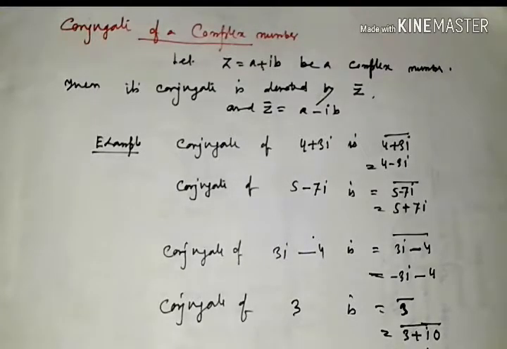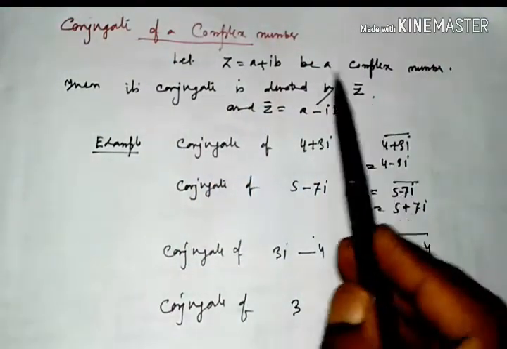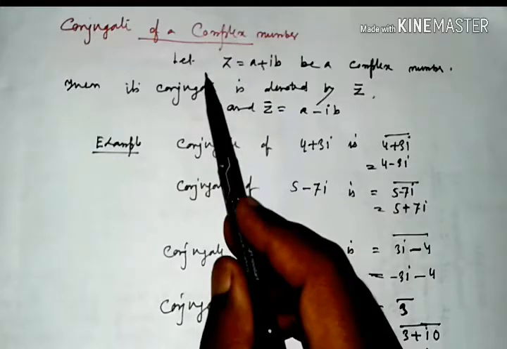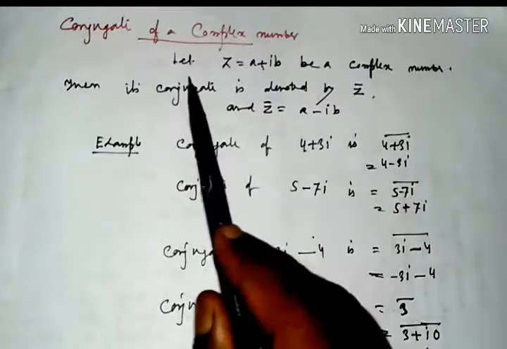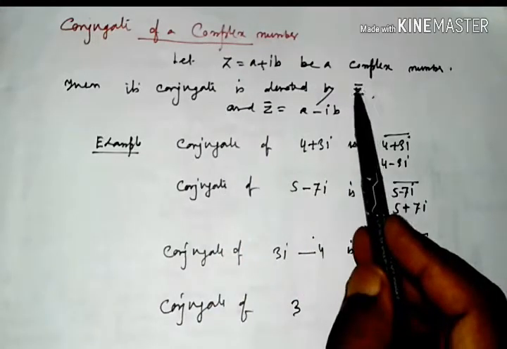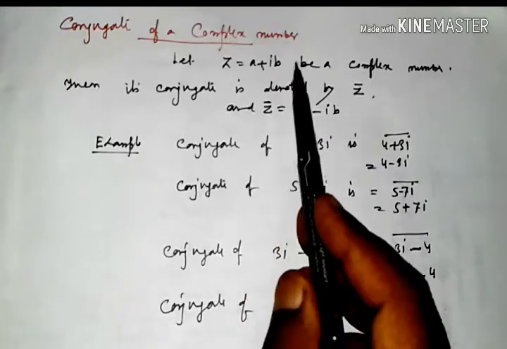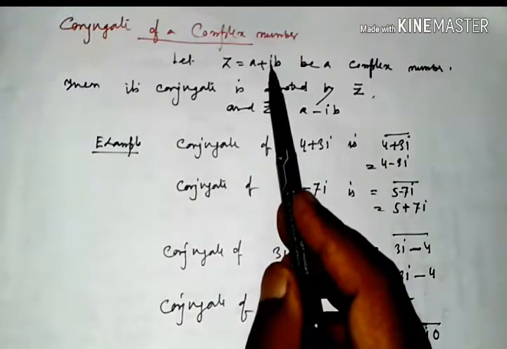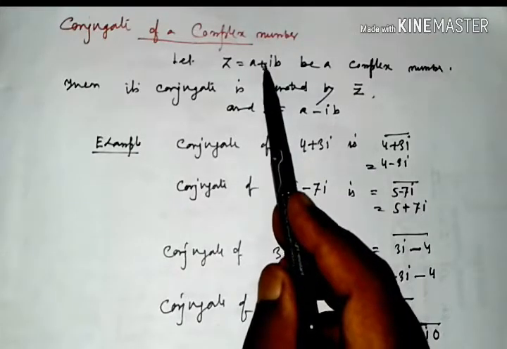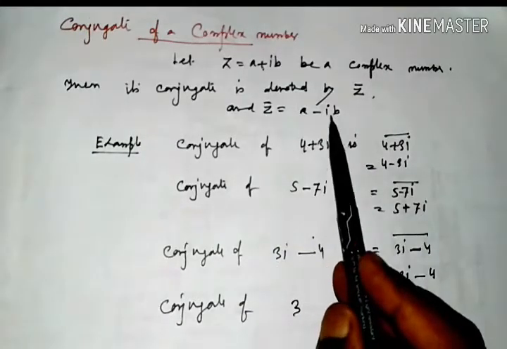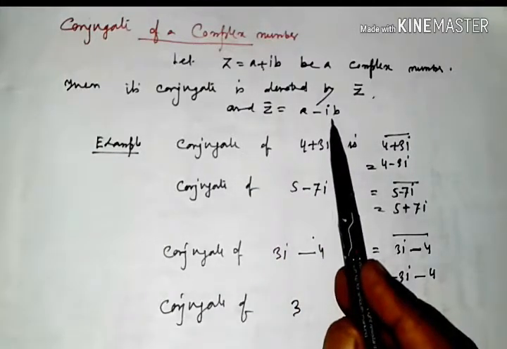Today I shall discuss the conjugate of a complex number. What is the conjugate of a complex number? Let a plus ib be a complex number. Then its conjugate is denoted by z bar, and z bar is equal to a minus ib. Note that the sign of the imaginary part will change. If there is plus in the number, there is minus in the conjugate. If there is minus, there is plus.